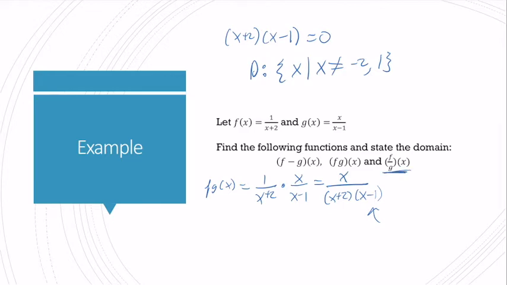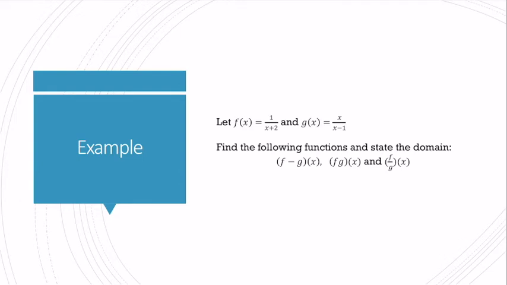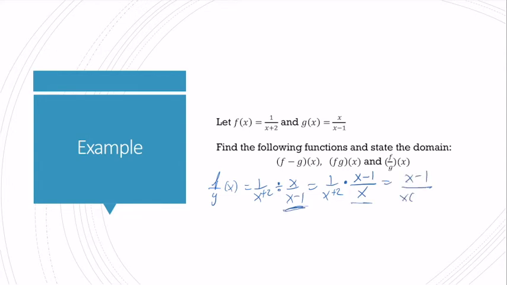Last but not least, let's find the quotient. That means we're going to divide these two functions. So if I'm dividing two functions, I keep the first fraction the same, I change from division to multiplication, and I flip the second fraction. So I flipped this guy. This means I have x minus 1 over x times x plus 2 is the quotient of these two functions.